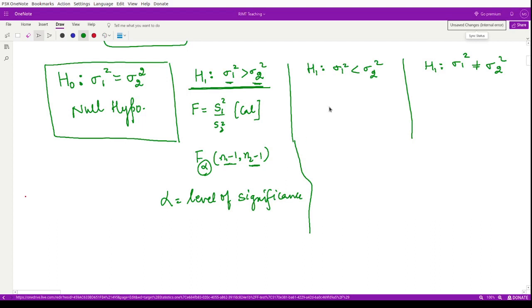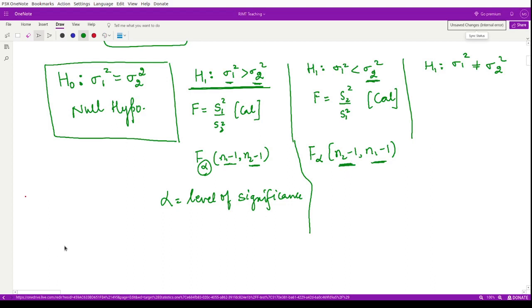For the second case, what do you have? In this case, you compute your F by reversing the order. That means here it would be s2 square divided by s1 square instead of s1 square by s2 square. This would be the calculated value of F, and corresponding to this your tabulated value would be F alpha with n2 minus 1, n1 minus 1 degrees of freedom. So the roles of 1 and 2 have been reversed in this case. Here we write the degrees of freedom for the second sample first, and then the degrees of freedom for the first sample.